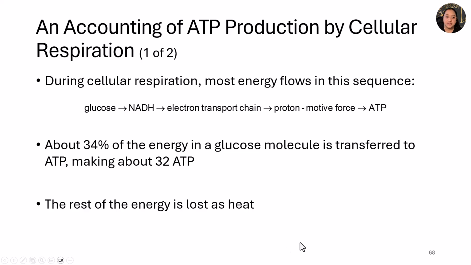During cellular respiration, most of the energy flows in this sequence. It's passed on from glucose to NADH to the electron transport chain into that proton motive force, and then finally stored short-term in ATP. About 34% of the energy in a glucose molecule is transferred to ATP, making about 32. And then the rest is lost as heat. Remember the second law of thermodynamics. Some is going to get lost into the environment as heat. But that's still pretty good.